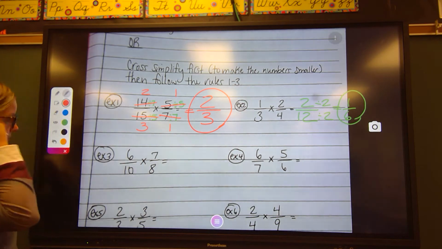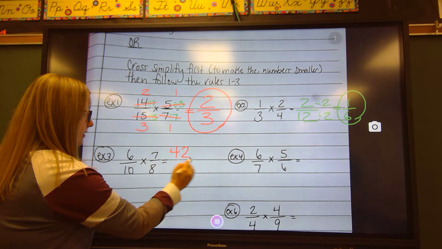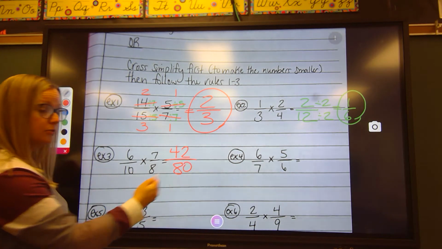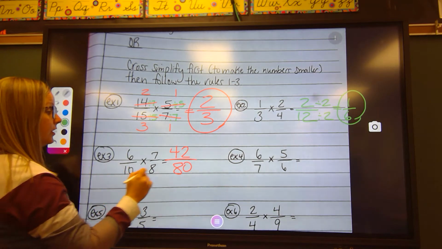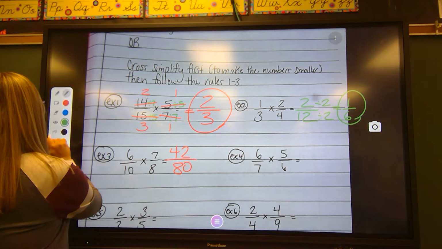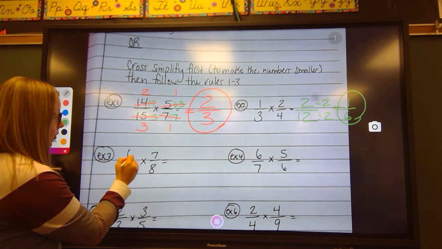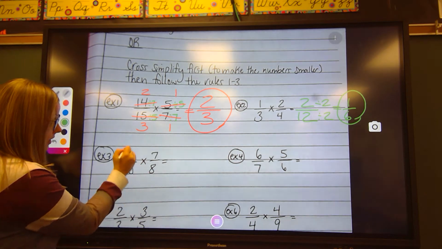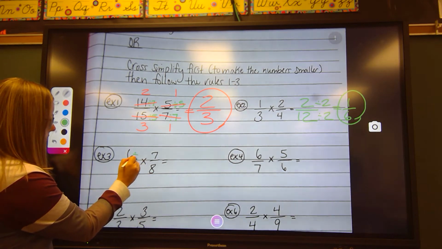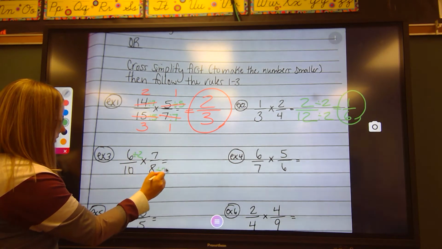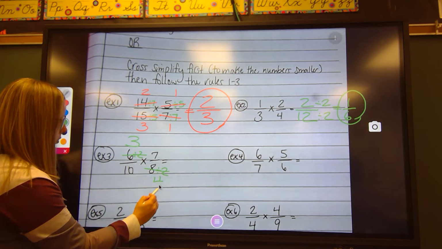All right, let's try this one. I could do 42 over 80, and then I would have to simplify that. Those are pretty big numbers to simplify, but that totally works. You can do that. Divide those, or you could try to cross simplify. So look at your 6 and your 8, or you can even reduce the 6 and the 10. I like to go across first. So divide these by 2. 6 divided by 2 is 3. 8 divided by 2 is 4.